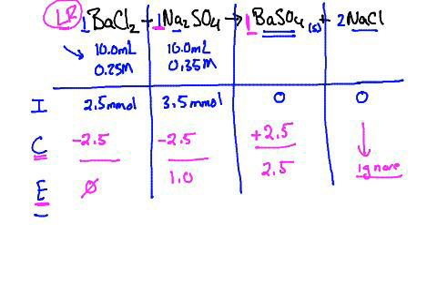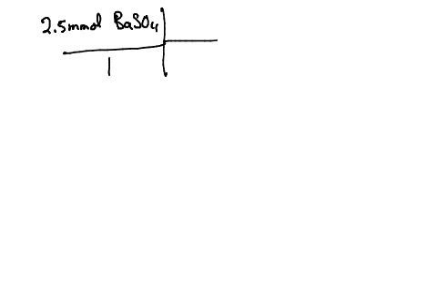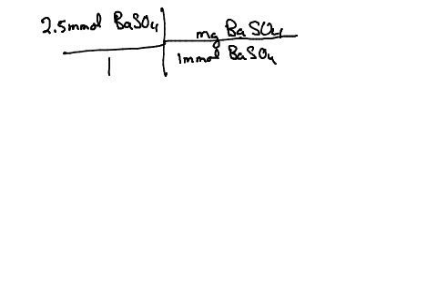Now, the big question is, how many grams of precipitate form? That's part B in your question. If this is my millimoles of precipitate, I then simply will do a conversion. I'm going to do it on a separate sheet here because I want to save some space. If I have 2.5 millimoles of barium sulfate, I'm going to say that 1 millimole of barium sulfate is equal to so many milligrams of barium sulfate. This is simply the molar mass expressed in milligrams per millimole.